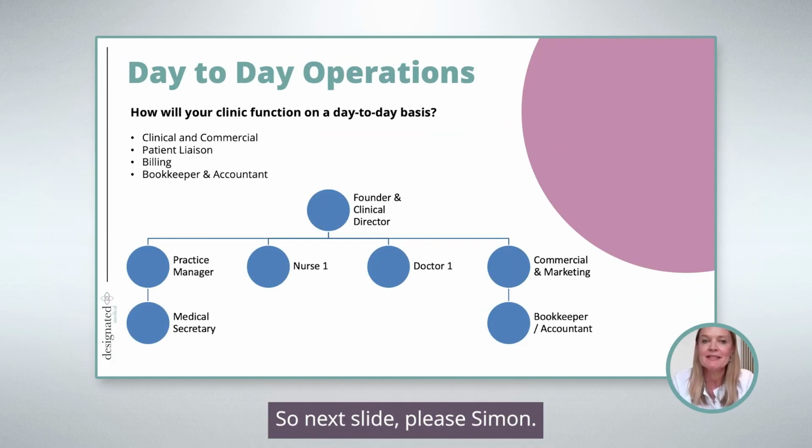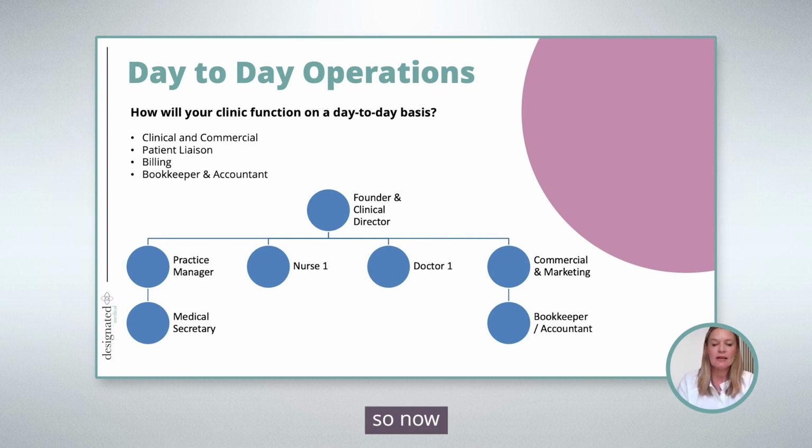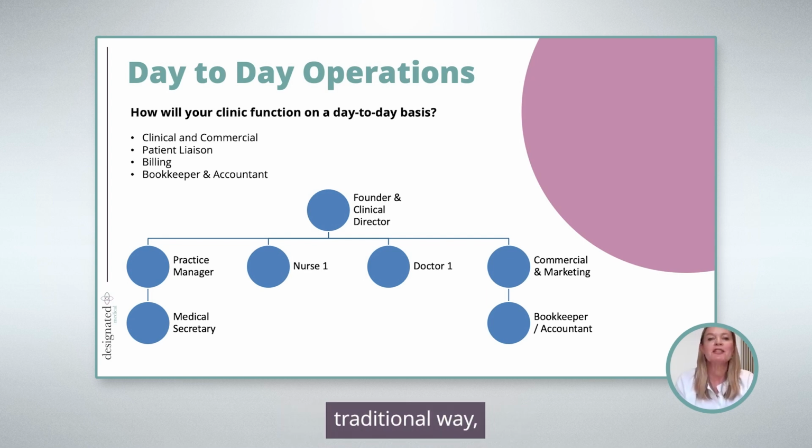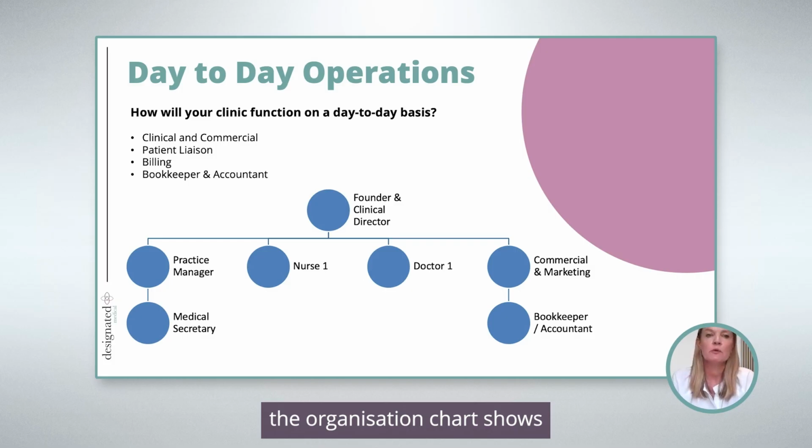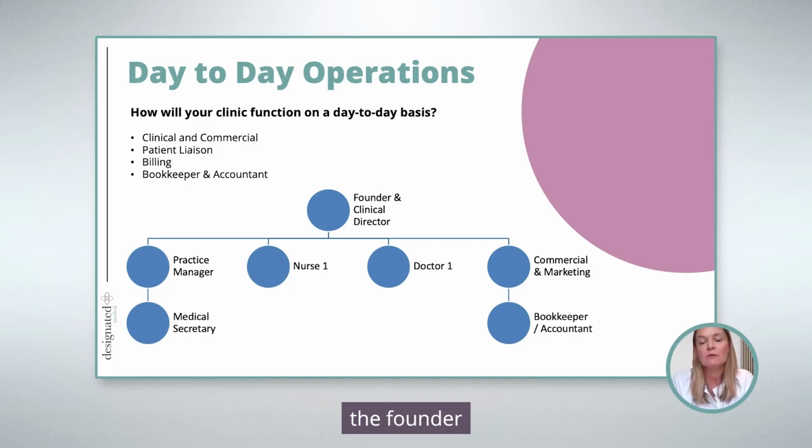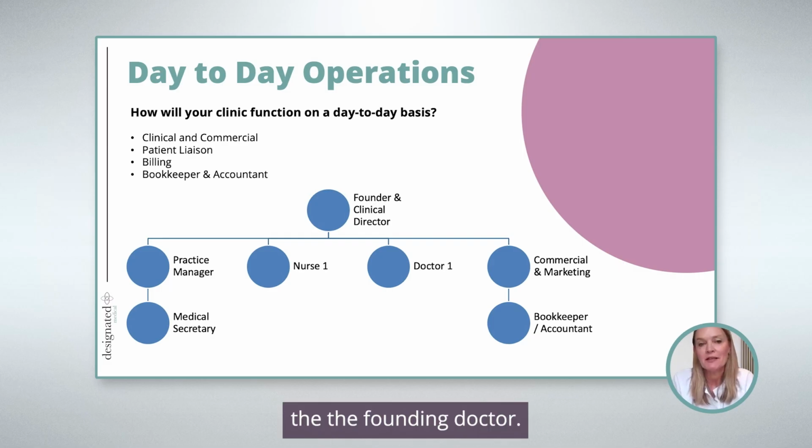So next slide, please, Simon. So now we're looking at the team in a more traditional way. And what we can see, as the organisation chart shows, is that we typically see the founder and clinical director. That's usually the founding doctor. But in the middle there, you can see other members of the clinical team, whether it's the nurse, doctor, or it might be an HCA. So you've got your clinical team.